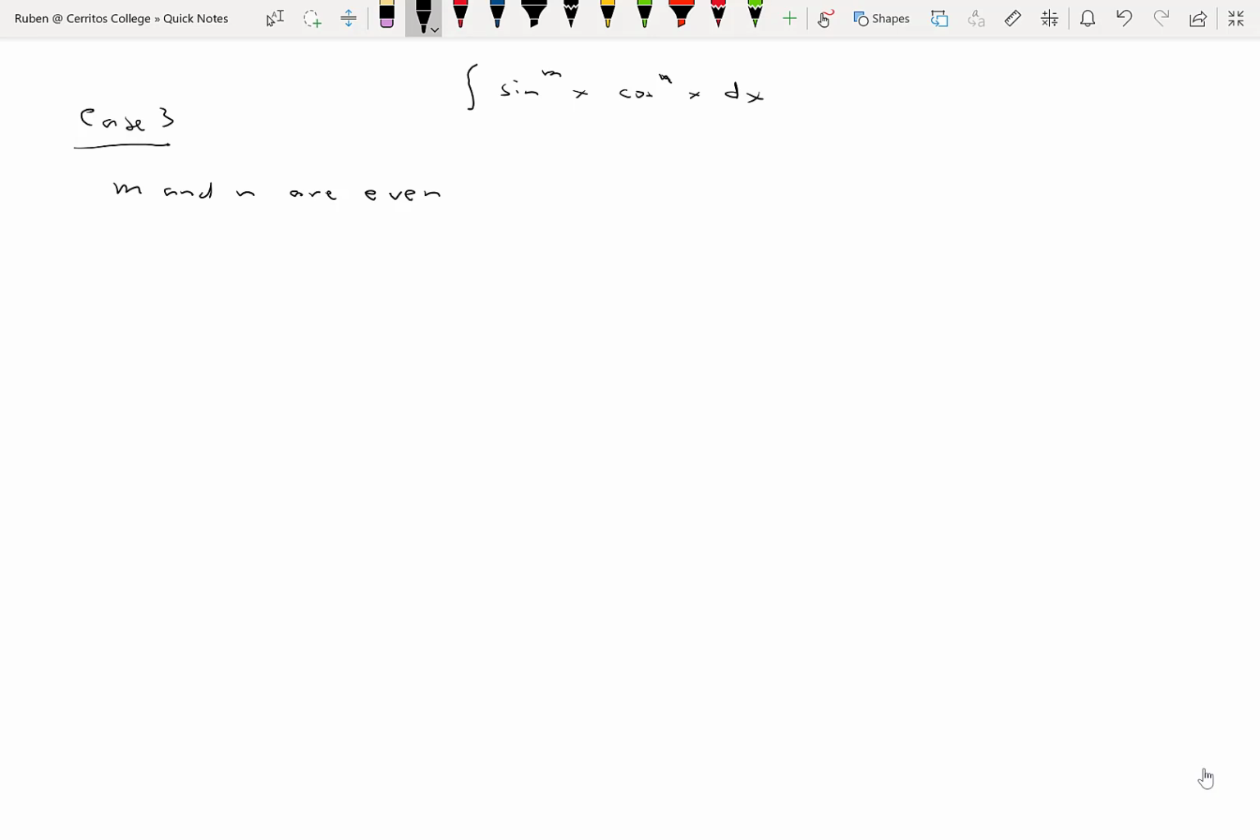Well, if m and n are even, we're going to need some identities. We're going to need a few more after this for the next integrals. We're going to have to use what are called power-reducing formulas. The power-reducing formulas we're going to need are sine squared x equals 1/2 times 1 minus cosine of 2x, and cosine squared x equals 1/2 times 1 plus cosine 2x. Standard power-reducing formulas.